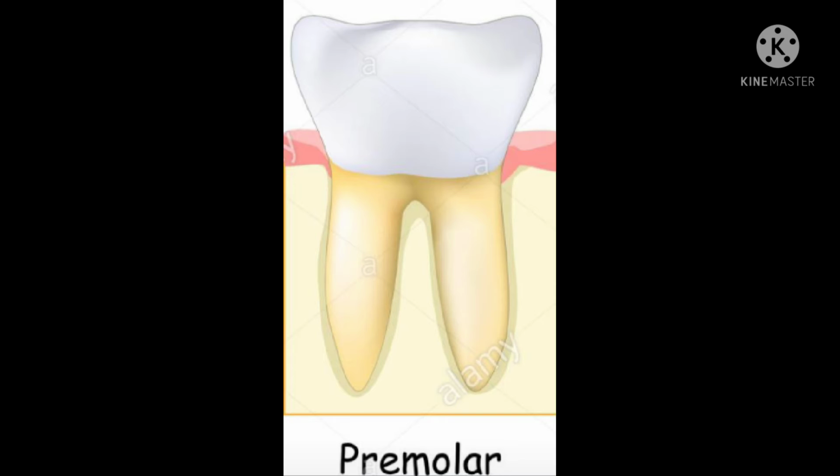Now let's discuss about the third type called premolars. Premolars are flat and broad teeth. They are present behind the canines. They are 8 in number, 4 in each jaw. Their function is to crack, crush and chew the food. The picture you are seeing here is the premolar.